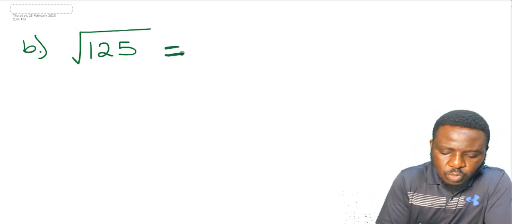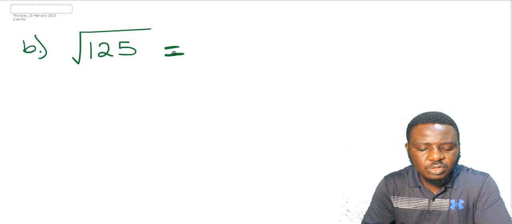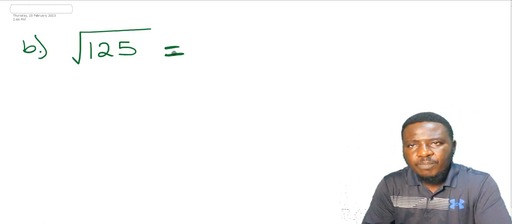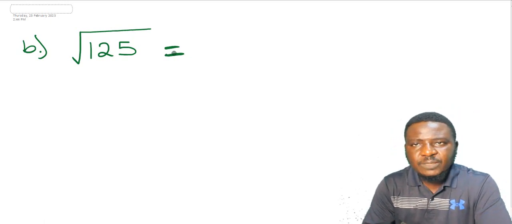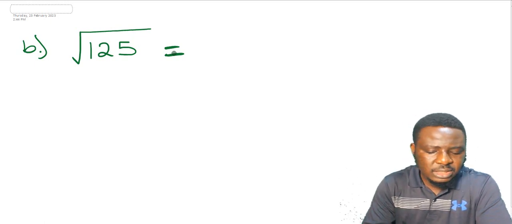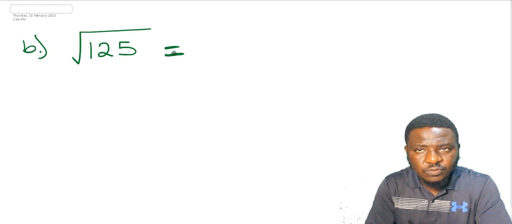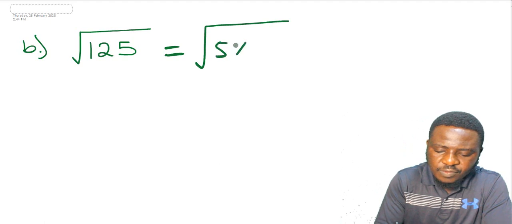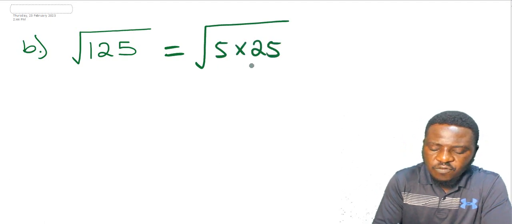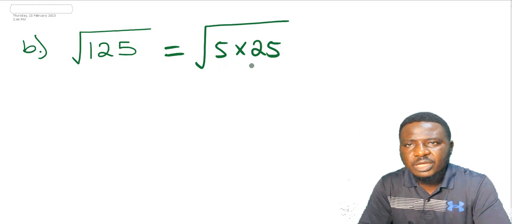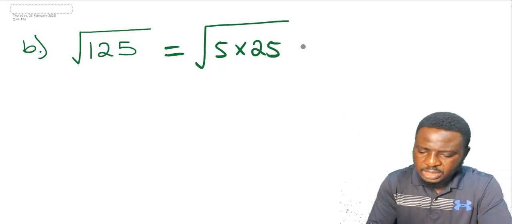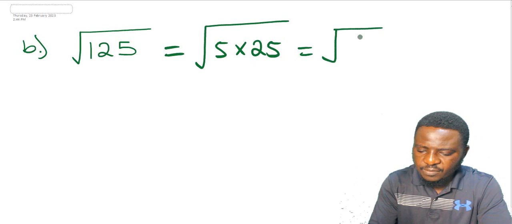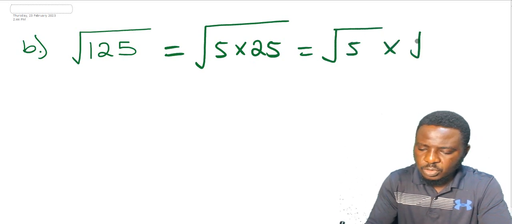So if I'm to consider this, 125 is not in its basic form, and 125 can be expressed as a product of two factors where one is a perfect square. And what is that? Root 125 can be expressed as root 5 times 25, for 5 times 25 is still equal to 125. So this can be broken down to be root 5 times root 25.